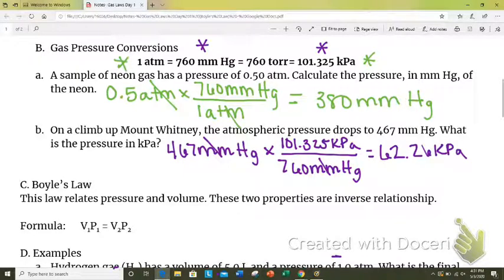So again, we were able to get this done in one step. The one thing that's kind of unique is that our conversion factors traditionally have been 1 is equal to something. In this case, we have two values that are equivalent to each other.